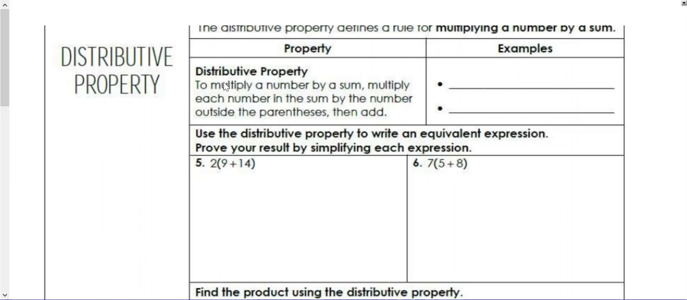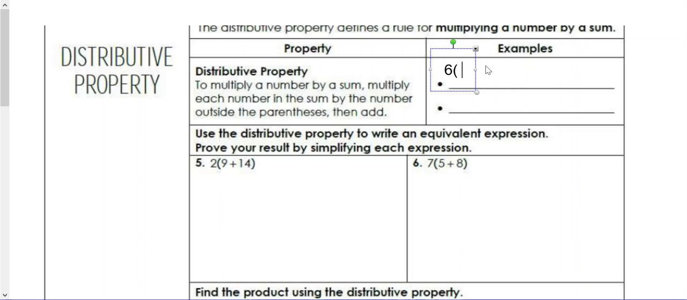Basically, to multiply a number by a sum, multiply each number in the sum by the number on the outside of the parentheses. So I'll do an example of both algebraic and non-algebraic. You kind of saw this with the GCF, I think, a little bit, but not a lot.